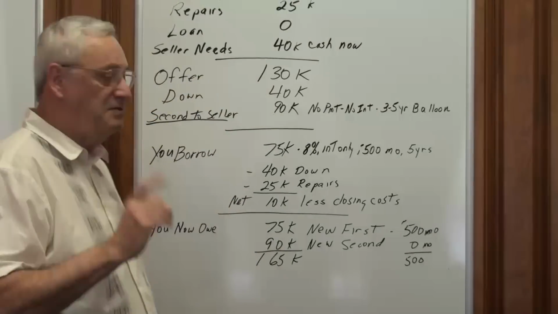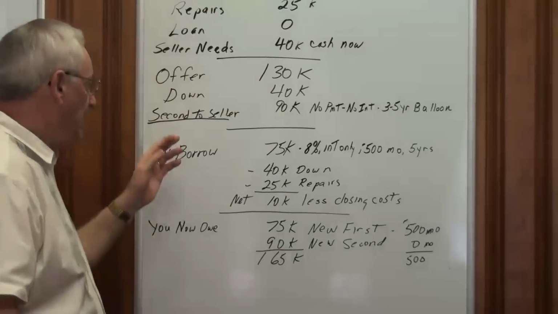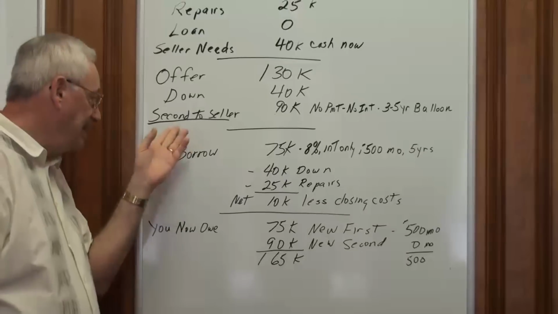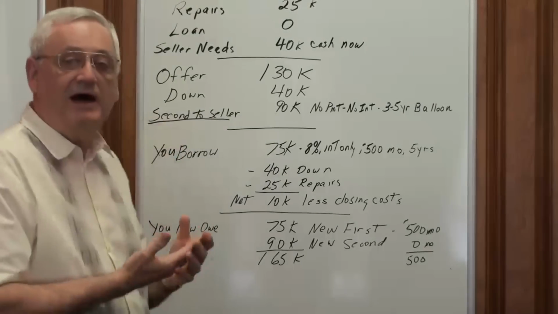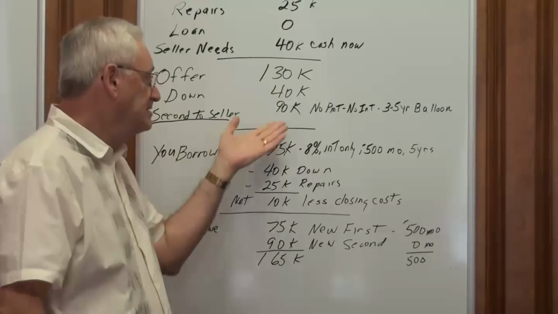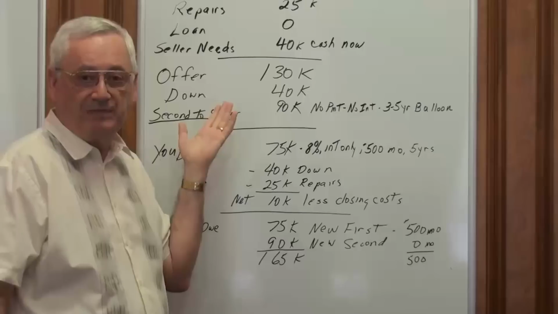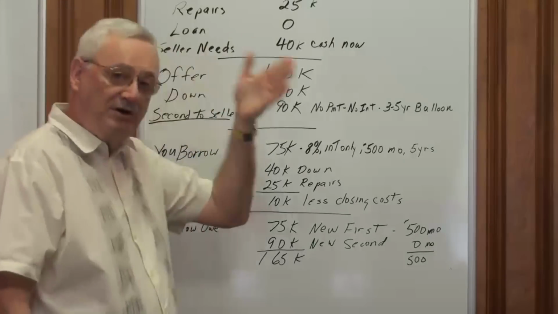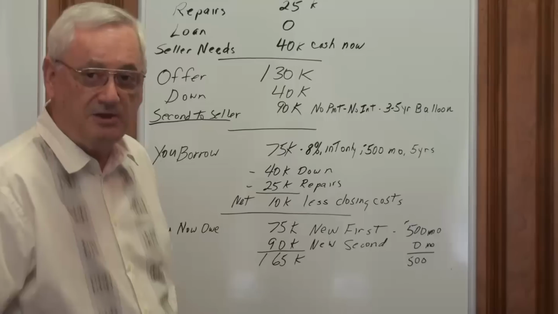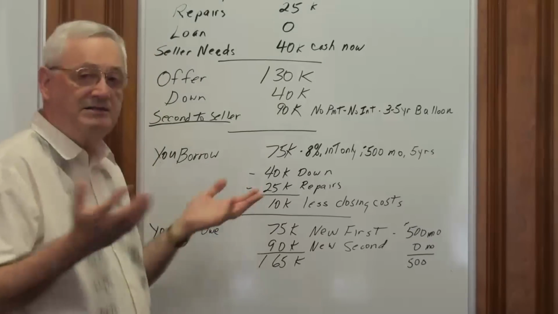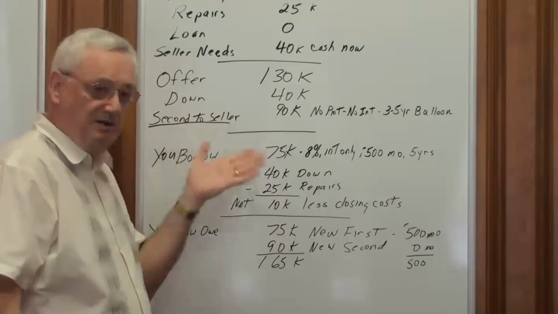Now here is what makes it subordination. I'm going to ask the seller to go in second position behind a new first that I'm going to put on the house to get me the money to take care of the house and the seller. So the seller has got to subordinate or go into second position, which is what subordination means, for this to work. If the seller will not subordinate, then this offer simply won't work.